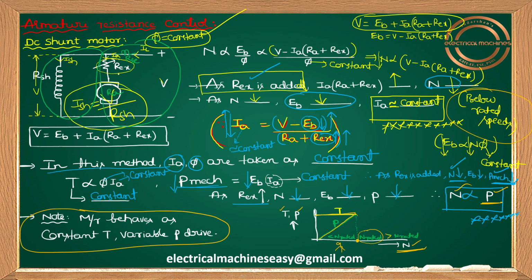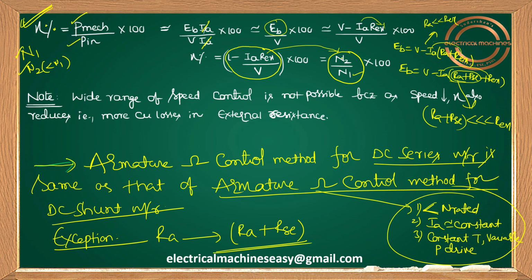Why? If I add more Rex, the armature copper loss will be more, no? Efficiency will reduce. Or simply by seeing this formula also I can say: whenever the extra resistance connected in series with the armature is a very large value, then N2 will be very small. At that time, efficiency also will be less, no? Therefore, guys, wide range of speed control is not possible, because as speed is reducing a lot, efficiency also reduces.